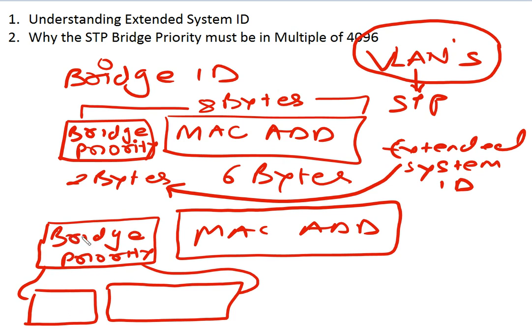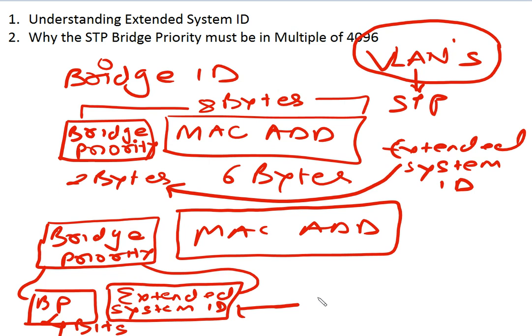Okay, so let's get back to here. This bridge priority was divided into two parts. This part still remains as the bridge priority, and this part became the extended system ID. This is 4 bits and this one is 12 bits. We only had 2 bytes here, so we have to divide those 2 bytes. We still need the bridge priority, because without it you cannot participate in the election process. Since the MAC address is something we cannot change, we borrowed some bits from the bridge priority and introduced the extended system ID of 12 bits.